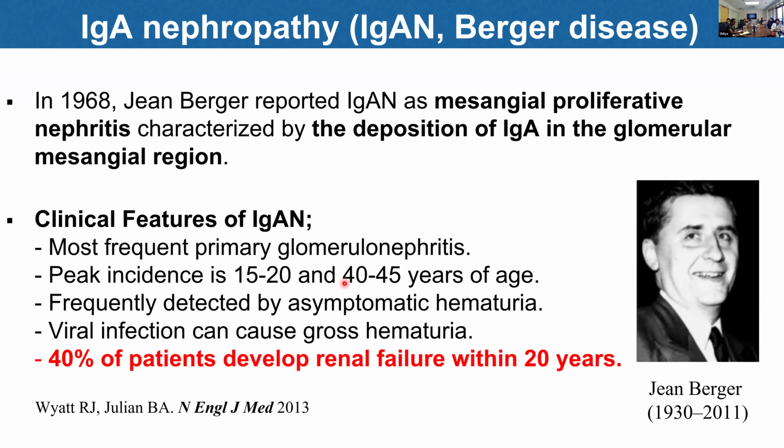One unique characteristic of IgAN is that viral infections, such as colds, flu, and COVID-19, frequently cause gross hematuria in IgAN patients. So some of the patients notice their disease through this symptom. In addition, 40% of the patients develop renal failure within 20 years, which means IgAN is a poor prognosis kidney disease.